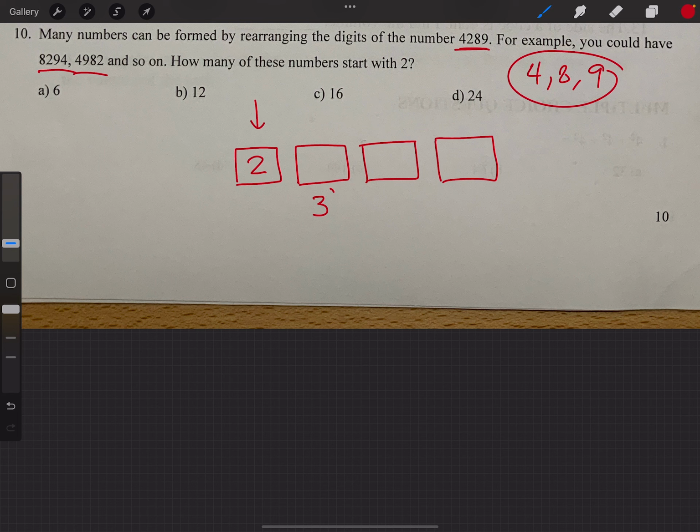Once we use this number, how many numbers are left to put into the third column? Well, there's only 2 left. Once you use one of them, you've got 2 left. And then once you use that one, how many numbers for the last one? You've got 1 left. So all we've got to do is multiply these, and we get how many combinations? You get 6. If you don't believe me, you can try it.